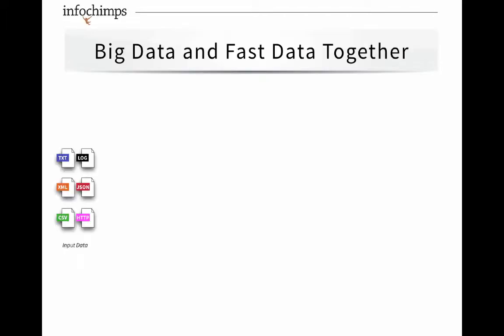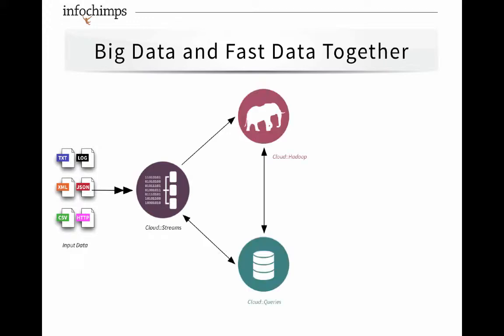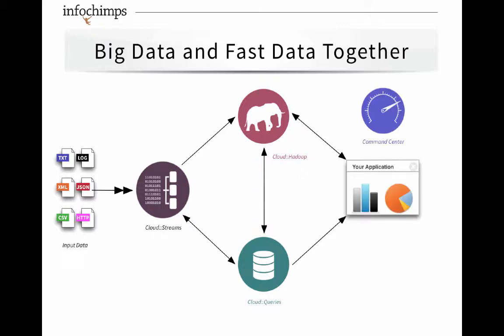You have input data. It could be HTTP in real time. It could be flat files. It could be logs coming in over streaming. That data comes into Cloud Streams, where it's handled and real-time analytics are performed. That data can then be passed to Hadoop for storage or additional batch processing, or into a NoSQL database in Cloud Queries. Also, Hadoop and Cloud Queries could easily be talking to one another for doing more analytics in batch time. You connect your application either to Hadoop with Hive and Pig or directly to a database in Cloud Queries.